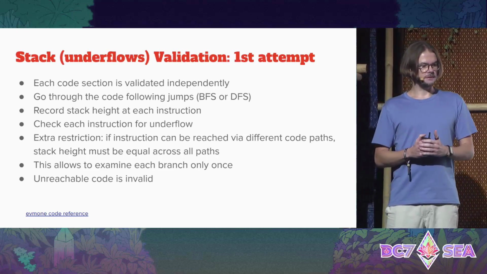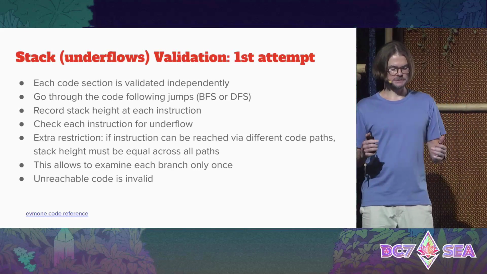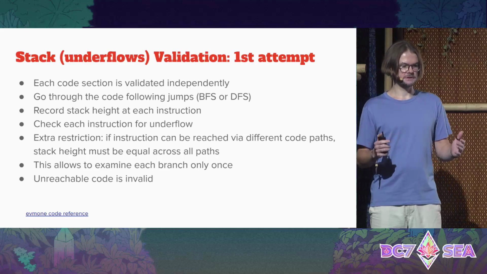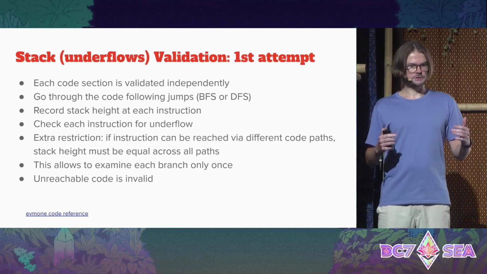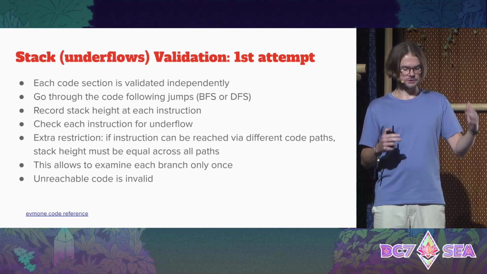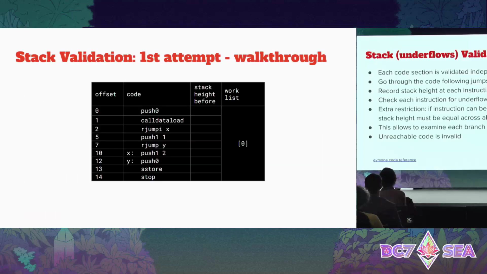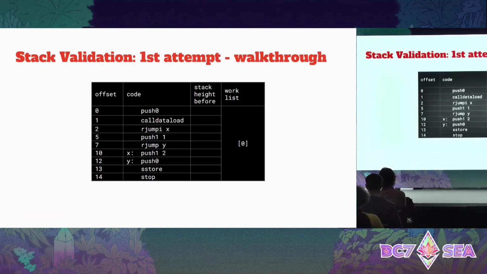And one extra rule that we have: if after the traversal is finished, some of the instructions are not visited, it means they are never going to be reached in execution, and we do not allow this. We do not allow unreachable code to be deployed and reject an entire bytecode as invalid. I will show an example now of how this would work.